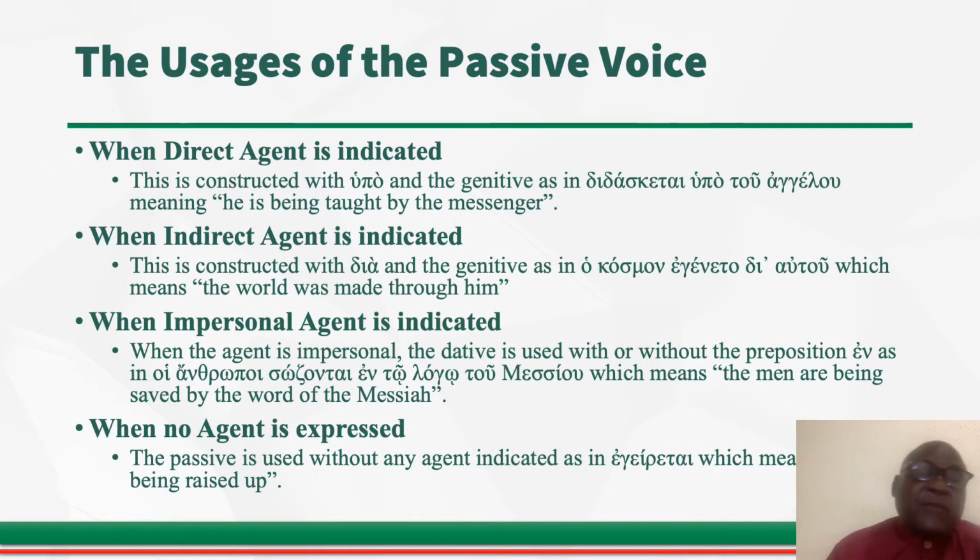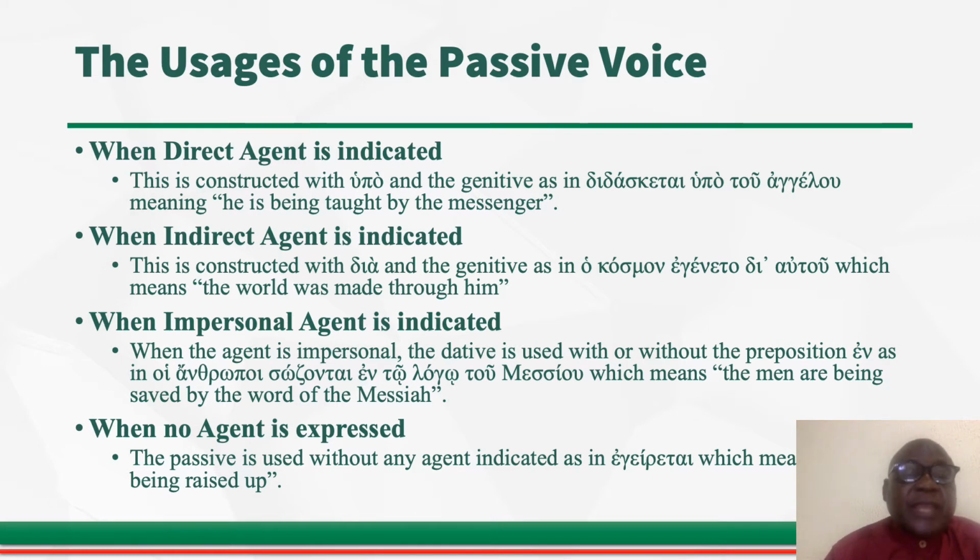Now, in the passive voice, there are four ways in which it can be used. One, the passive voice could be used when the direct agent is mentioned. And to do this, hupo, a preposition, in the genitive case is used. An example here is didasketai hupo tou angelou. Translation: he is being taught by the messenger. So the emphasis is on by the messenger in that place.